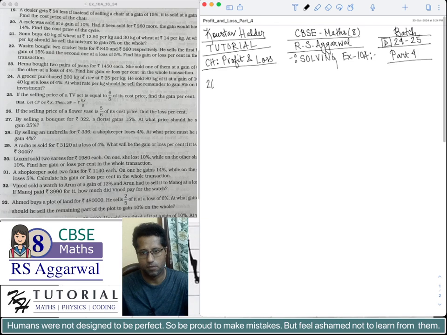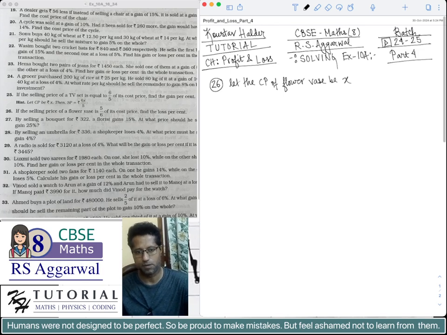So problem number 26 says, if the selling price of a flower vase is 5 by 6 of its cost price, find the loss percent. Okay, so let the cost price, that is CP, of the flower vase be X. I'm ignoring the currency symbol, that is rupees. I hope it will be understood. So let the cost price of the flower vase be X.